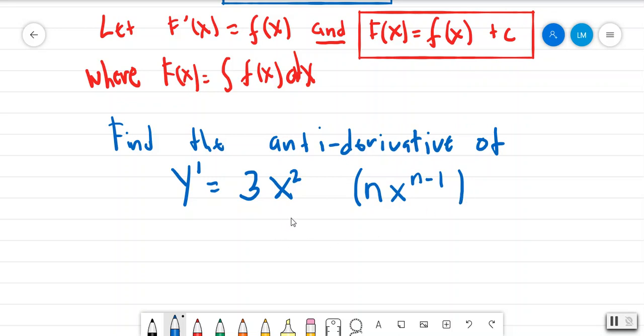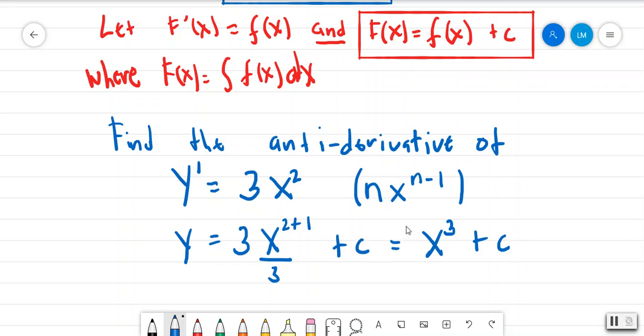But if we're trying to reconstruct it, it's almost as if we need to add 1 to the exponent and then divide by the same thing in order to cancel out the n. So if we're trying to find the antiderivative, that would be 3x to the 2 power, but since we subtracted 1, we're going to add back. But how do I get rid of the 3? I just need to divide by 3. Then I also need to put plus c, and that equals y. When we simplify this, we end up with x cubed plus c. So we found the most general equation whose derivative is 3x squared: x cubed plus c.